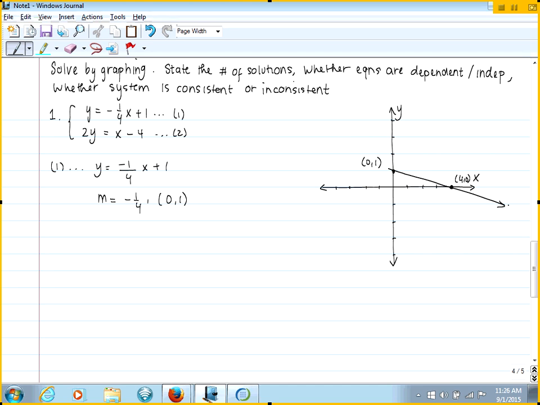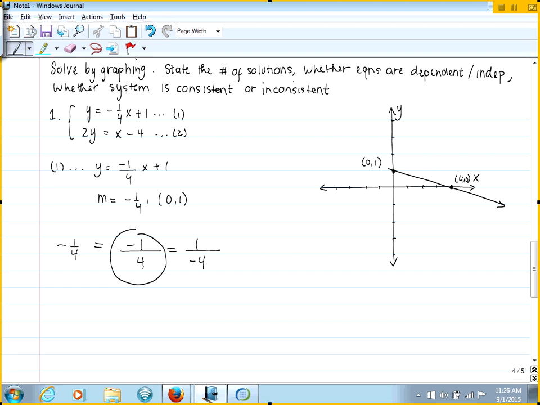Yes, Anthony? Mm-hmm. You could do either way, but not both. So if I write negative 1 over 4, negative 1 over 4 can be written as negative 1 over 4 or 1 over negative 4, right?